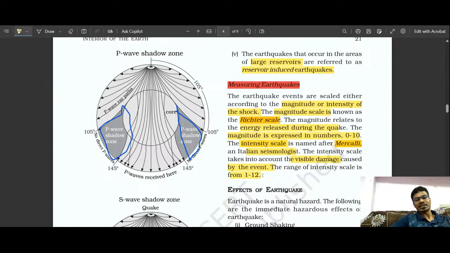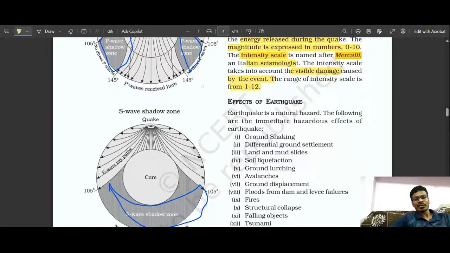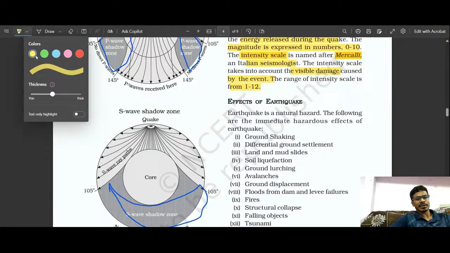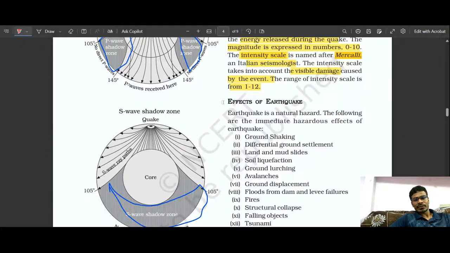This is quite a factual thing that we always need to remember when it comes to the measuring of the earthquake: the Richter scale and the Mercalli scale. The Richter scale is based on magnitude, and the Mercalli scale is for intensity measurement. This has a value of 1 to 12, while the Richter scale has 0 to 10. Now moving ahead to another part, the effects of earthquake.